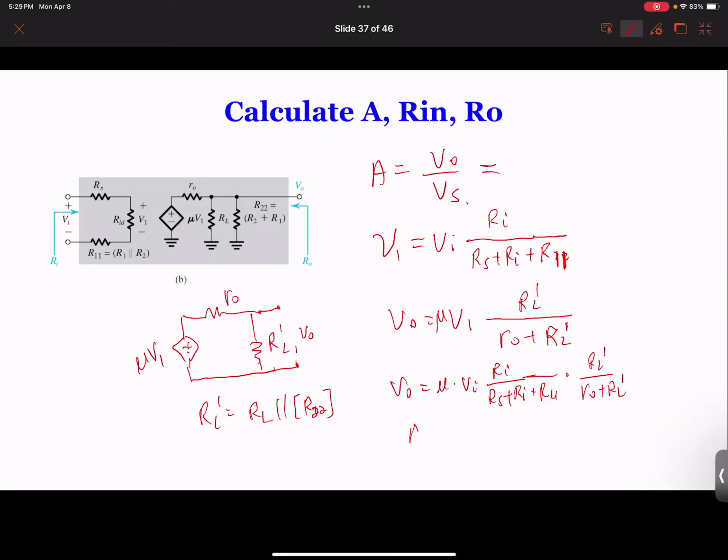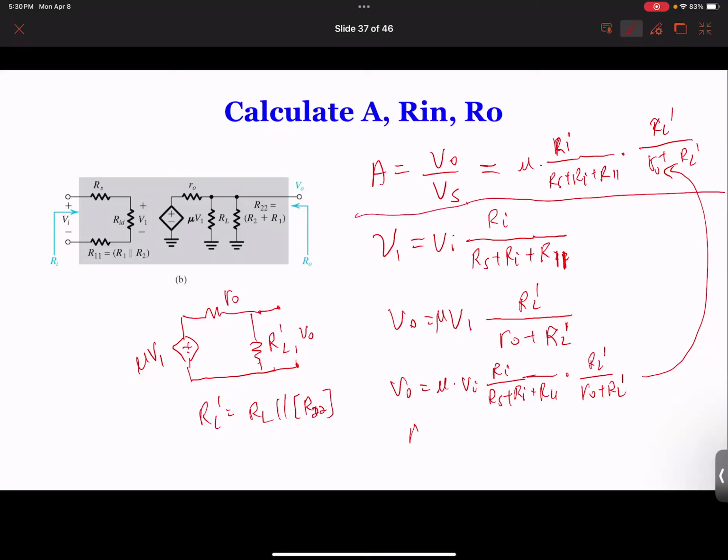So from here, we can get A equal to VO over Vi. It becomes mu times Ri divided by Rs plus Ri plus R11, times RL prime divided by RO plus RL prime. So we got this open loop gain now, which is the circuit gain.